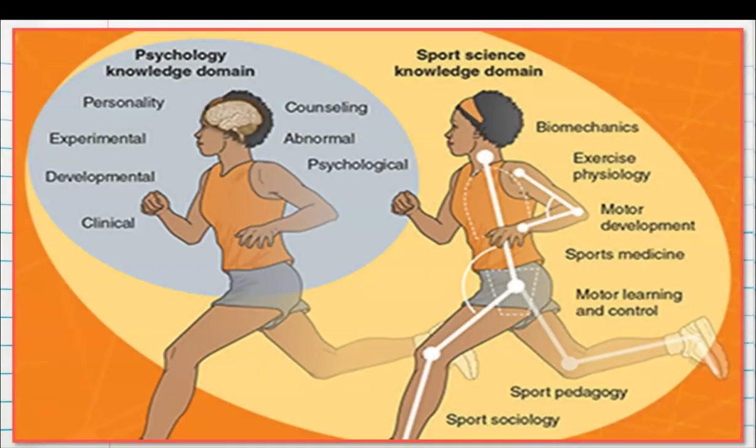So this really sums it up. Looking at the sports science knowledge domain, we can see here that sports scientists work with biomechanics, exercise physiology, motor development, sports medicine, motor learning and control, sport pedagogy, and of course, sport sociology. Whereas in psychology, we focus on these factors here. So personality, experimental designs and experiments that are done to look at the mental factors that affect physical performance and vice versa. We also look at the developmental causes and the developmental changes of athletes. We look at it in a clinical setting, of course, looking at counselling, abnormal and psychological studies as well. So really focusing on the mind or the factors that affect the mind, which will then correlate to physical performance.